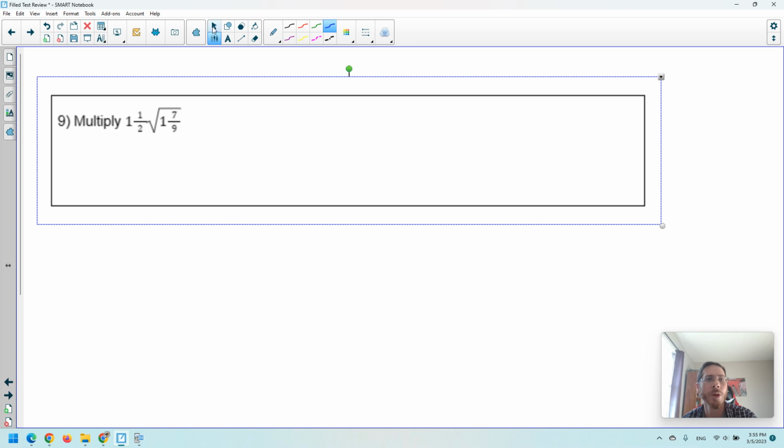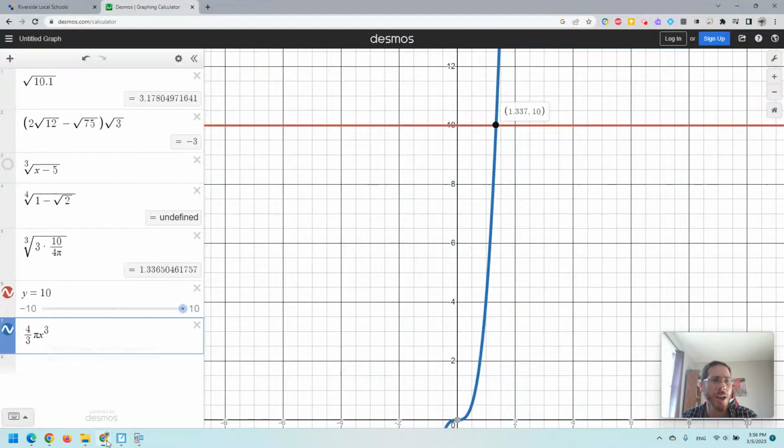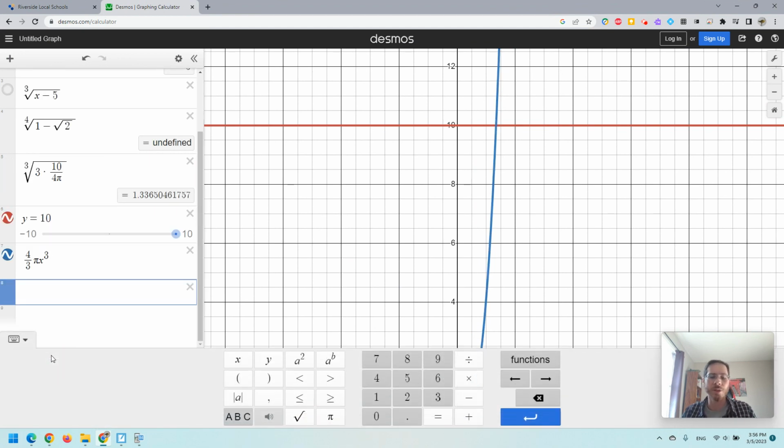All right, for number 9, we need to multiply. This one doesn't look like it's too bad. It does say multiply, so I feel like if you want to throw it in the calculator, we could do that. These are some kind of weird fractions, so I think Desmos is going to be my go-to on this one. 1.5. Interesting. So how do we put that in?